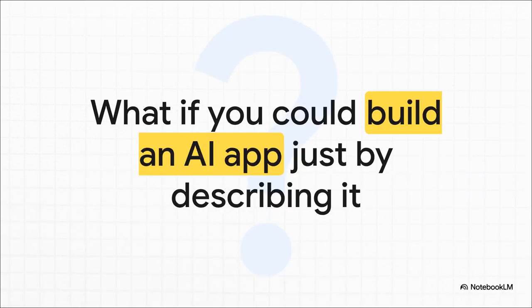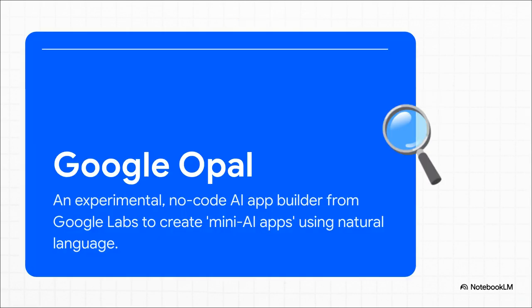So that's the big question, isn't it? The idea that you can take a thought, just a simple description, and turn it into a working application. I mean, that's not science fiction anymore. It's a concept that could completely flip the script on who gets to be a creator in the world of software. And the answer to that question, well, it's a new tool called Google Opal.